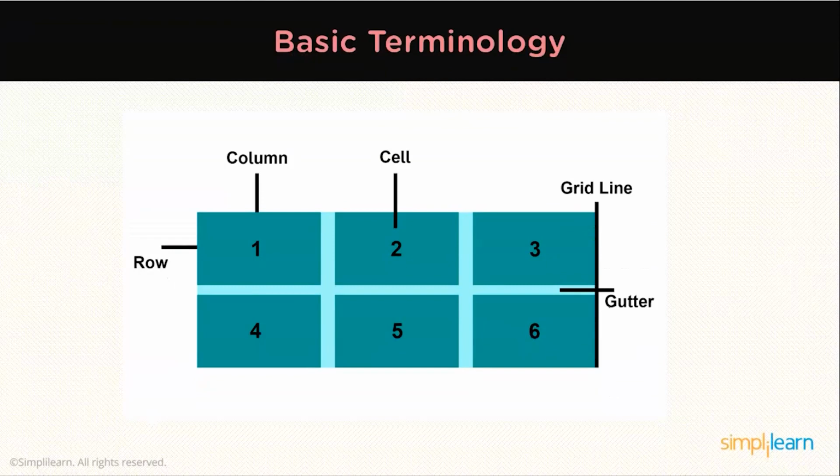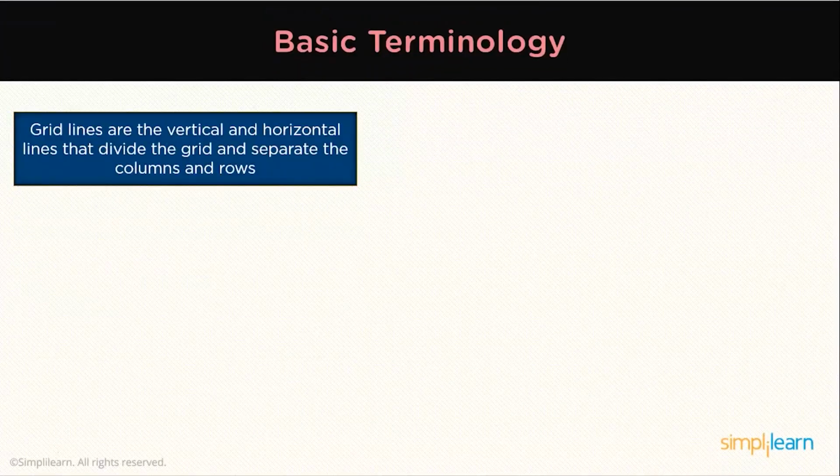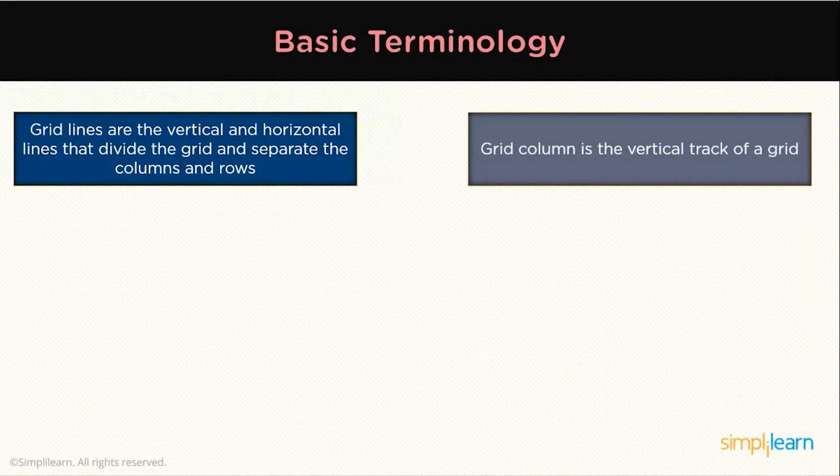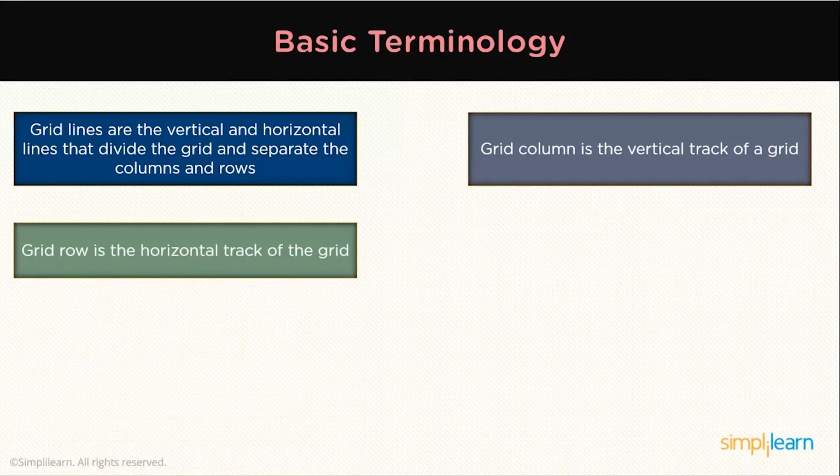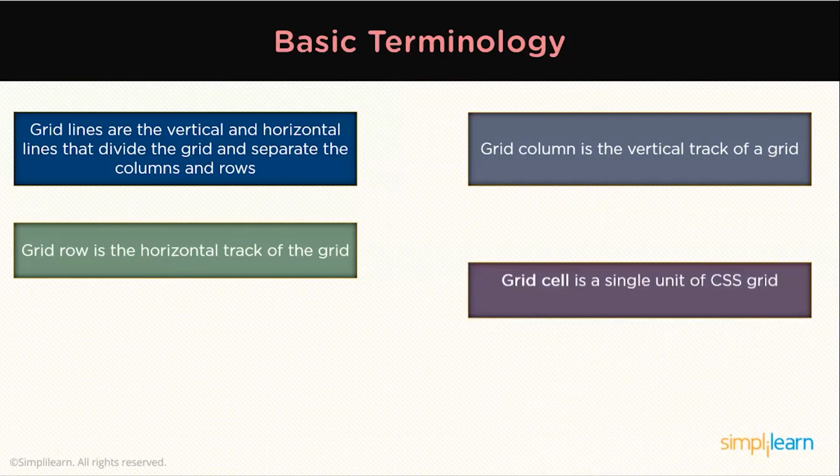So, here are the basic terminologies you should know to work with the grid system better. The grid line is the dividing line that makes up the structure of the grid. They can either be vertical or horizontal and reside on either side of rows and columns. A grid column is a space between two adjacent vertical grid lines. The size of a grid column is determined by the grid-template-columns property. On the other hand, a grid row is a space between two adjacent horizontal grid lines. Its size is determined by the grid-template-rows property.